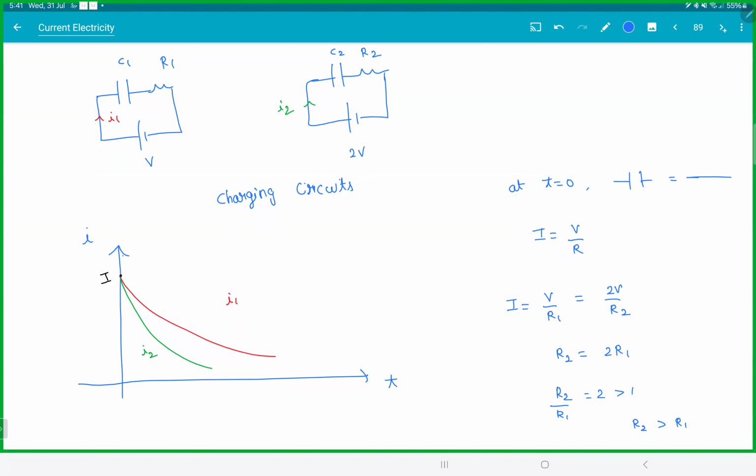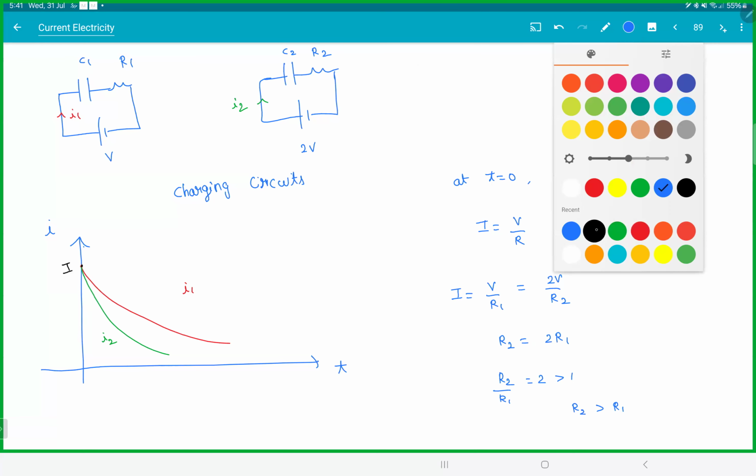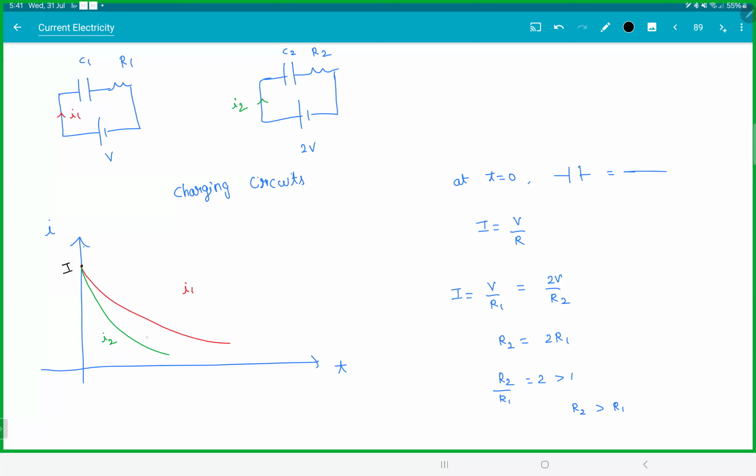What about the capacitance? Now, if you look at the capacitances here, look at this thing. In one time constant, the current will become 0.37 I. That means for this guy, this is the time constant. For this guy, this is the time constant. So we can clearly see here, tau1 is greater than tau2. Time constant is the time taken for the current to decay by 63%. And what's the time constant? R1 C1 is greater than R2 C2.